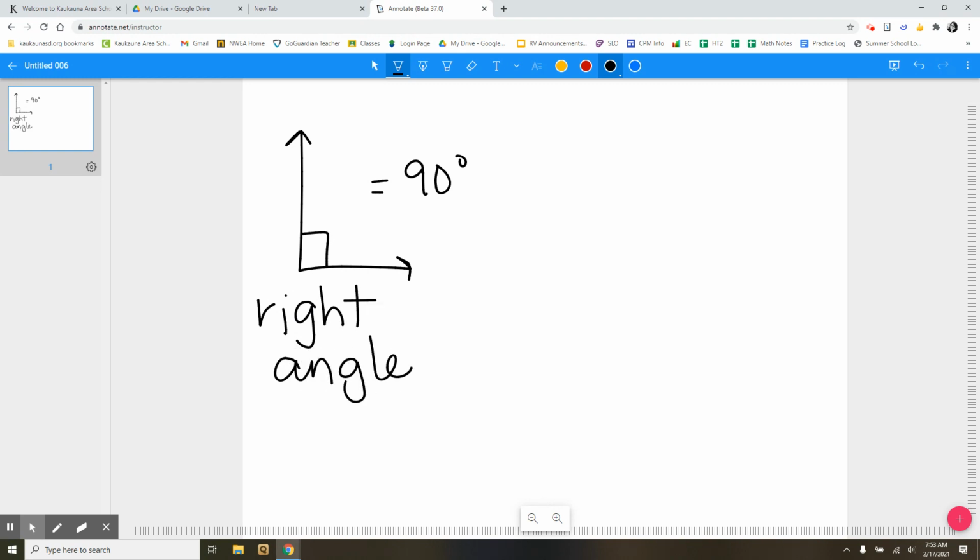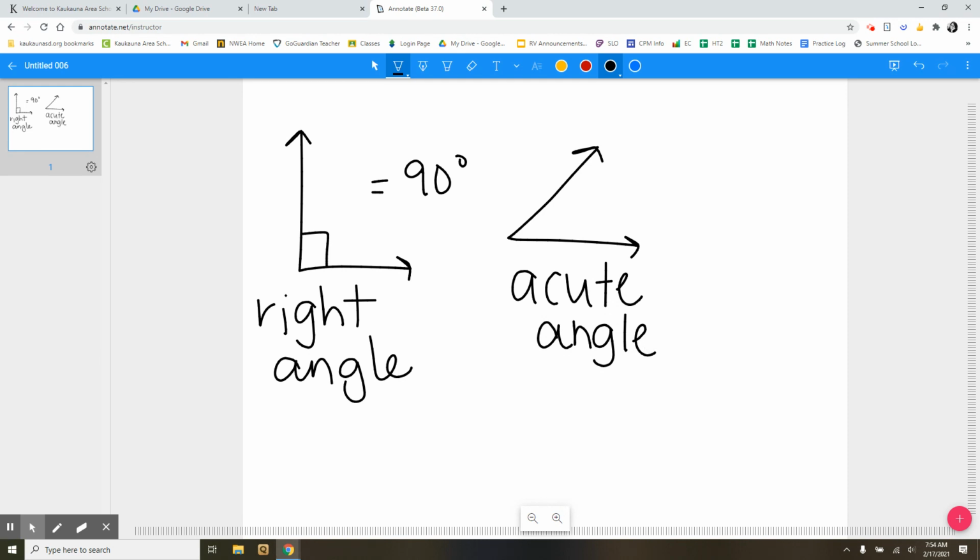All right, the next angle that we're going to focus on is everyone's favorite. So this is called an acute angle. And an acute angle is less than 90 degrees. So it is any angle that is less than 90 degrees. We call it an acute angle because they're little. So less than 90 degrees.